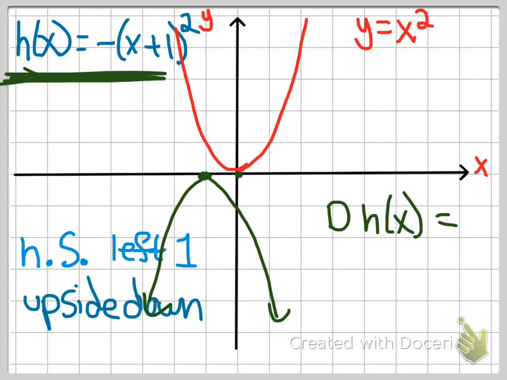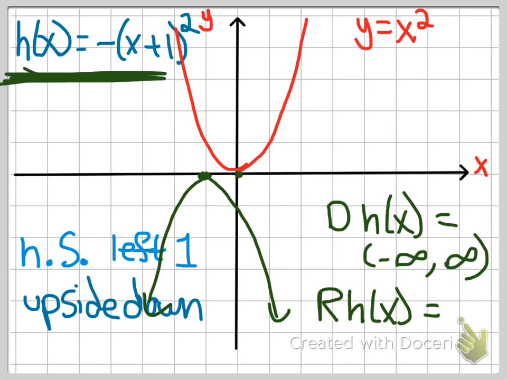Now, as you'll notice, because this is a polynomial function or a parabola or quadratic function, the domain is all real numbers. Any x value I could plug in, no problem. It's the range of my h of x that's going to be a little bit different. So let's take a look.